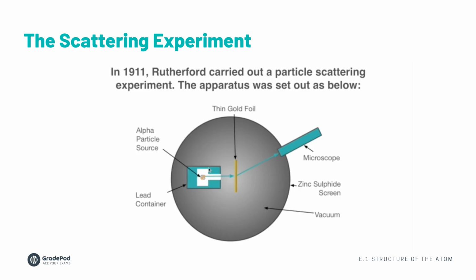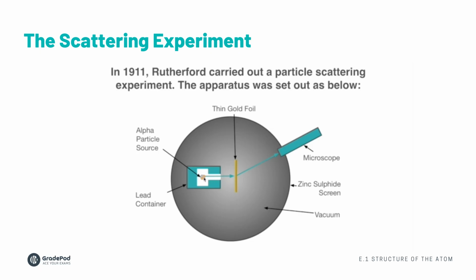We have an alpha particle source. So in this chamber here, we have alpha particles, and they are directed out of a lead chamber in a very straight line. That means that alpha particles should not be found at any stage behind this lead chamber.